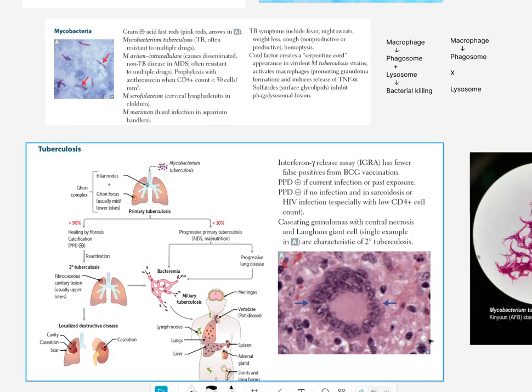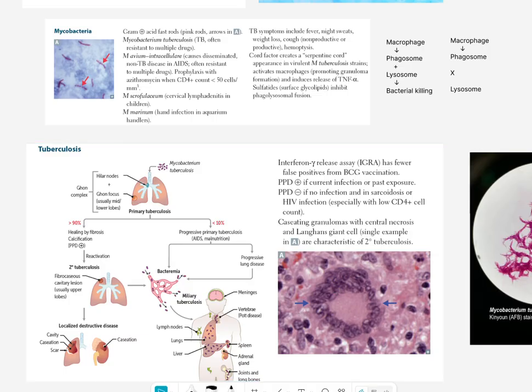This is shown in this image here. This is the Ghon complex. Here you can see a Ghon focus and hilar nodes. This happens in primary tuberculosis. But what happens next in more than 90% of patients? The immune system wins. The result is fibrosis, calcification, and latent infection. The patient becomes PPD positive, which is the test we do to see if a patient has ever been exposed to tuberculosis.